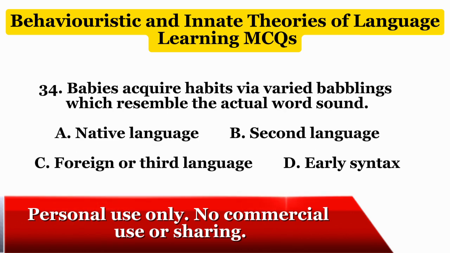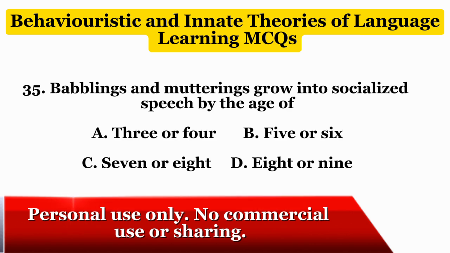Babies acquire native language, second language, foreign or third language, early syntax. Right option is A. Babies acquire native language habits via varied babblings which resemble the actual word sound. Babbling and mutterings grow into socialized speech by the age of 3 or 4, 5 or 6, 7 or 8, 8 or 9. Right option is B. Babblings and mutterings grow into socialized speech by the age of 5 or 6.